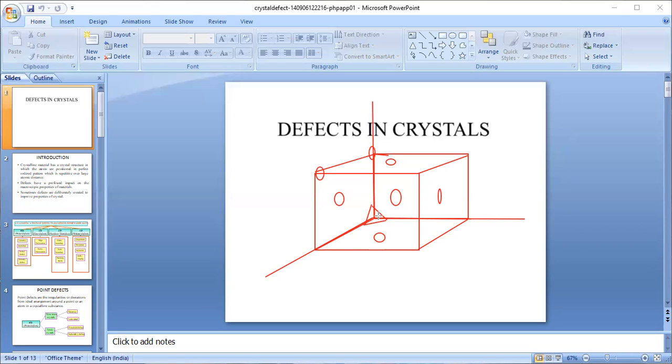In the crystal structure inside the material, there is a chance of atoms deviating. It is not mandatory that all the crystals inside the material are perfect. There is also a possibility of defects in the crystals. So which types of defects are there in crystals? That is what we are going to study in today's class: defects in crystals.